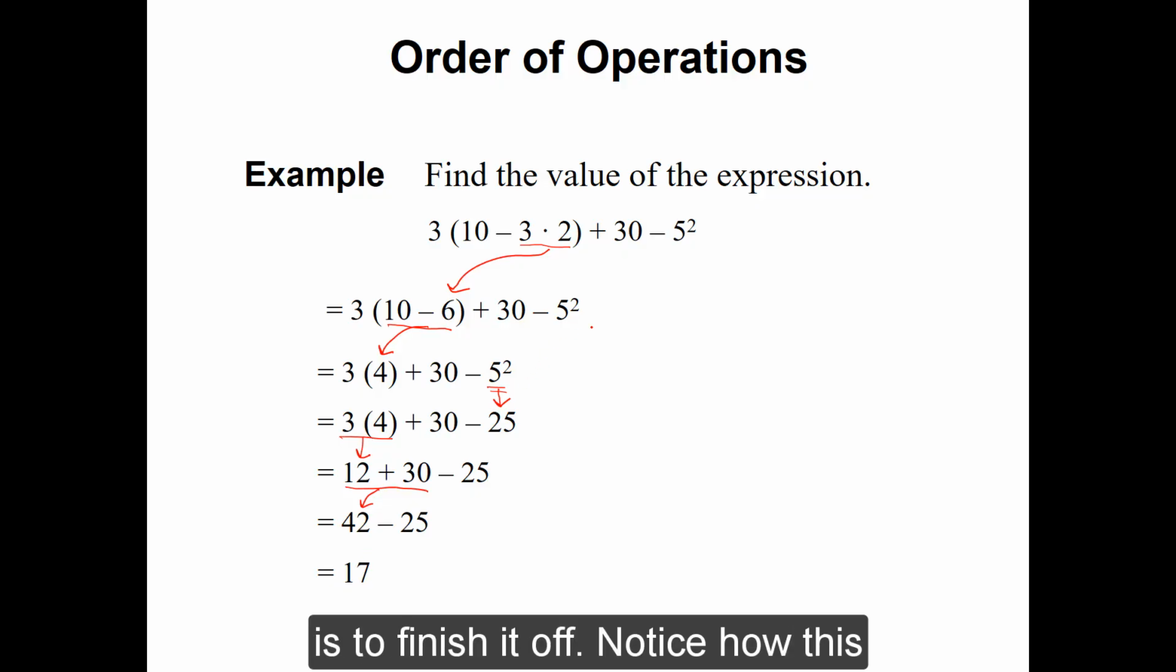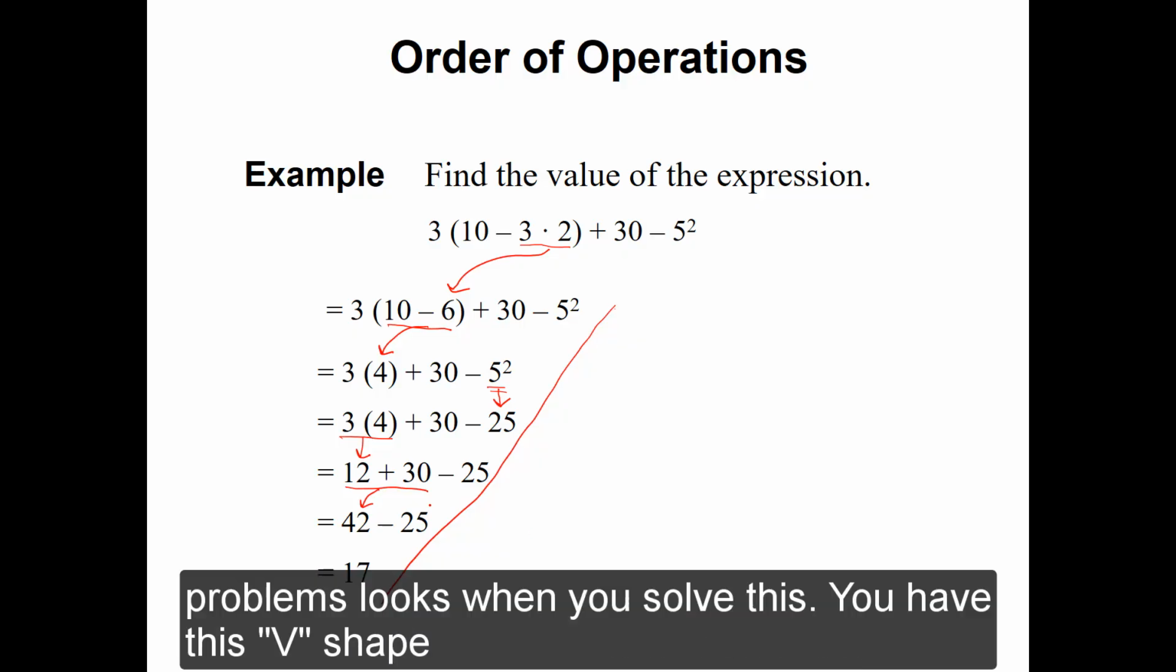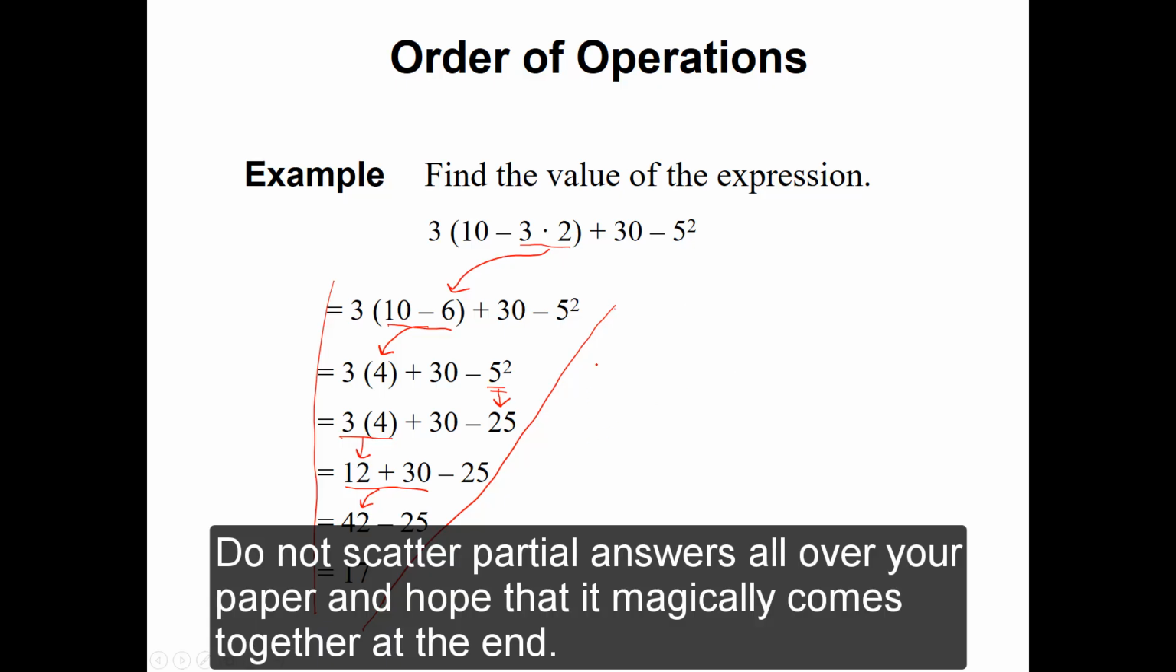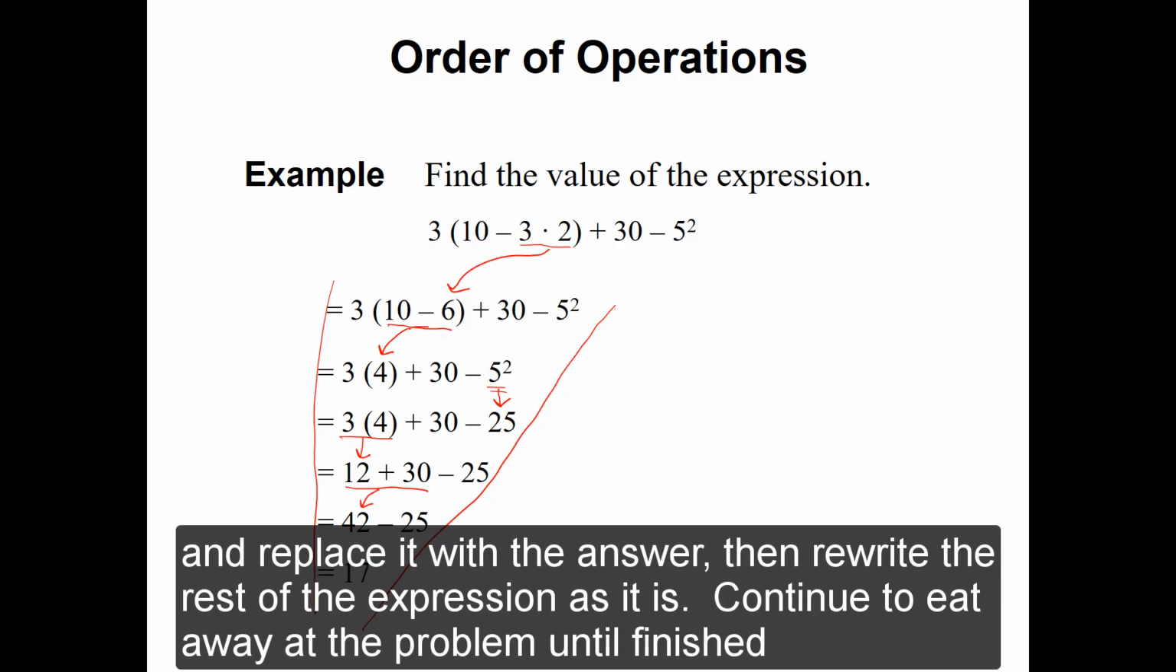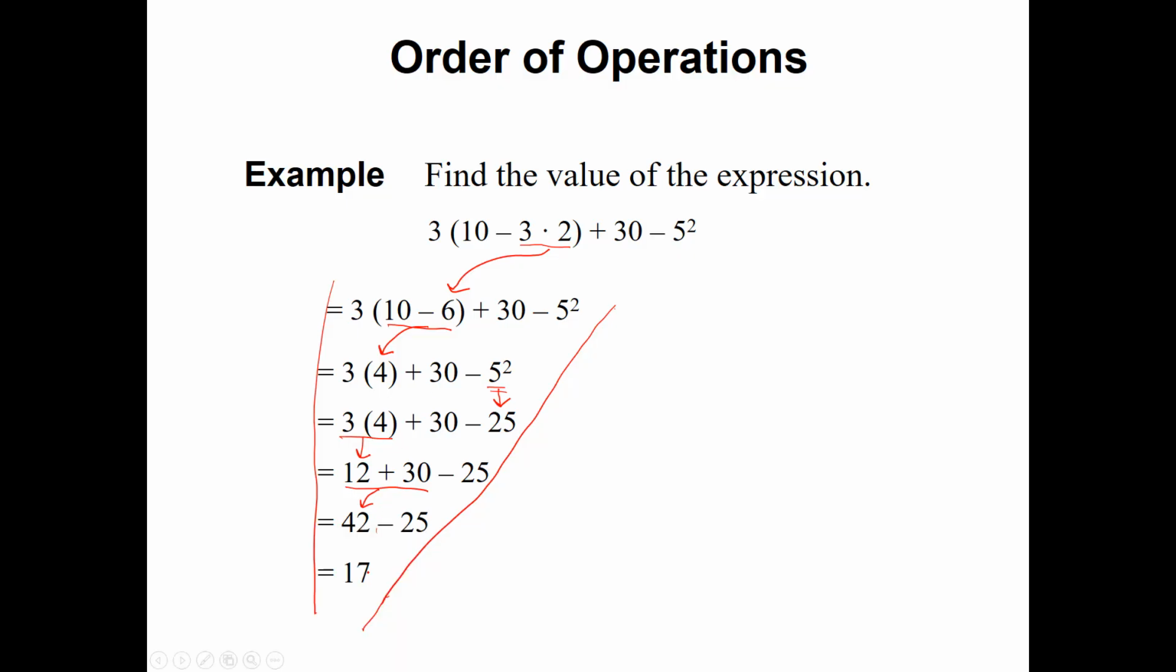Now notice that's the way it should look when you do this. If you line up the equal signs, you're going to have this kind of V shape, okay? It's very important that you don't scatter partial answers all over your paper and hope that it magically comes together at the end. Underline what you're going to do, do that math problem, and replace it with the answer, and then rewrite the rest of the expression as it is, and just continue to eat away at it until you finish the problem.